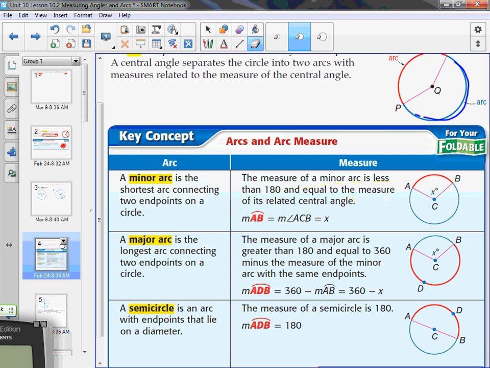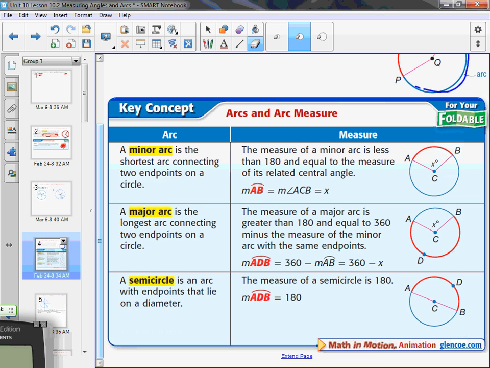Well, if a minor arc is the shortest distance, it makes sense to call a major arc the longest arc connecting two endpoints on a circle. So you either have a minor arc or a major arc. Or you can say it this way: if you have a minor arc and you go the other way to connect the two endpoints, you'll get a major arc. So the minor arc is the shortest path from A to B. A major arc is the longest path from A to B, so it's going to be more than half a circle, and its measure will be more than 180. Make sense?